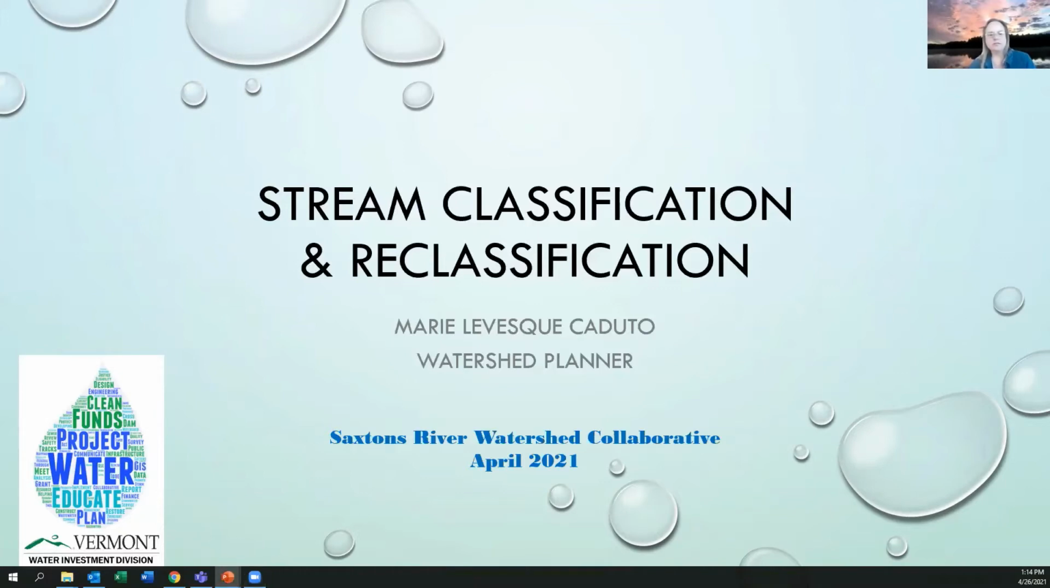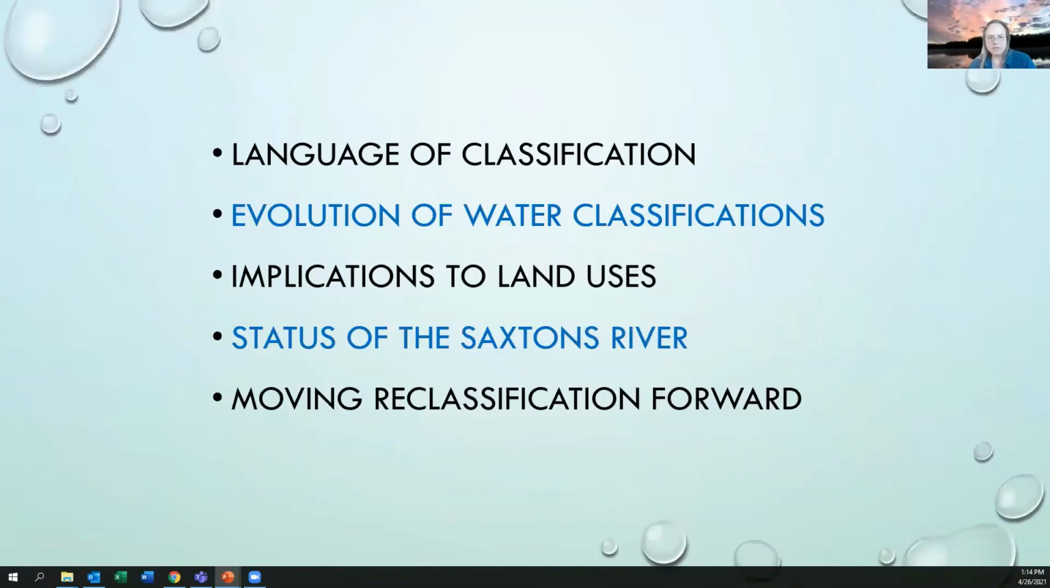What I'd like to do is run through a couple of things, make sure everybody knows when I start using some of these strange terms what they actually mean, how we got here, and how water classifications have evolved over the years. I'll run through that quickly. Then certainly one of the biggest questions we always get is, what does this mean for my land? So let's talk about the implications of land uses, what's going on right now with the Saxtons River for reclassification, and as we want to move it forward, how do we go about doing that?